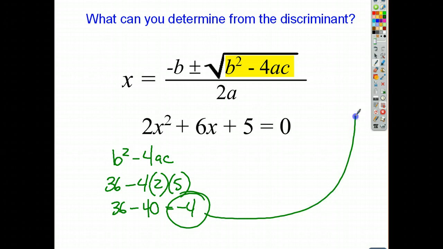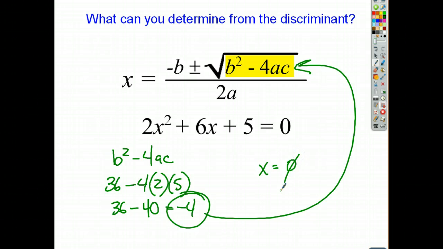This is the number that goes underneath the radical. Well, what can you tell me about the square root of negative 4? Well, I'm hoping you look at that and you say, well, you can't do that. You can't take the square root of a negative number. You won't get a real solution. So really what that means is there is no solution. X has no solution, okay? It doesn't ever hit the x-axis.